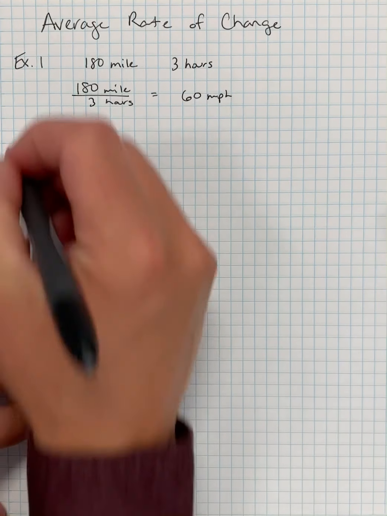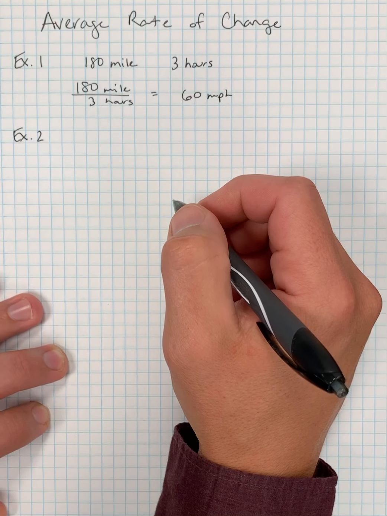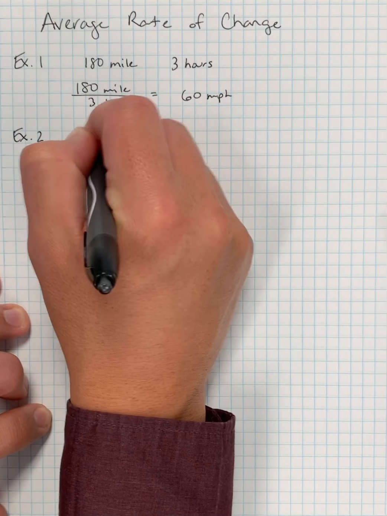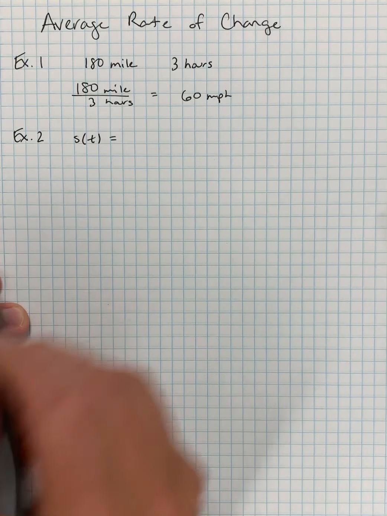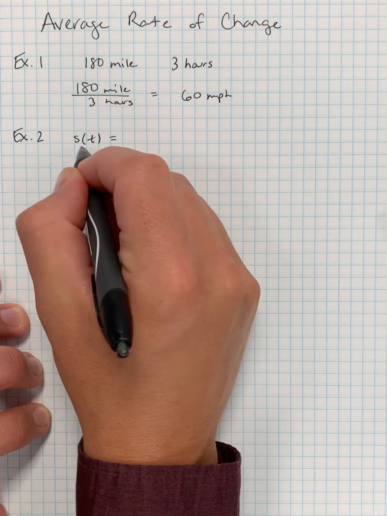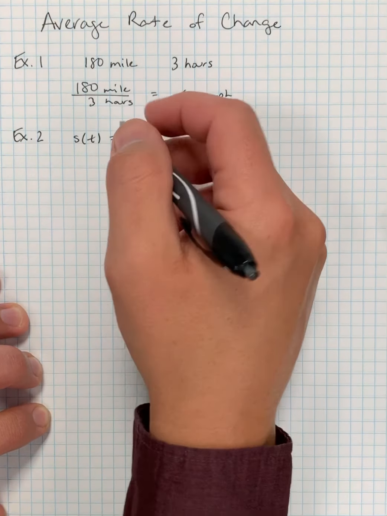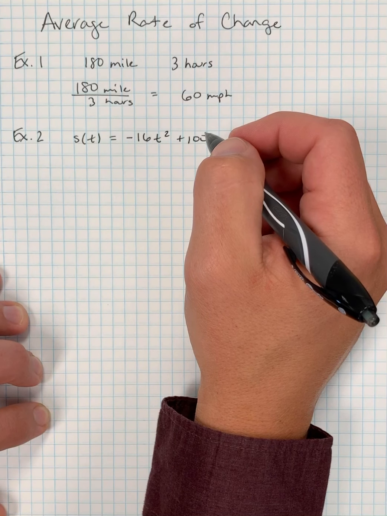Example 2. Example 2 had a ball being dropped straight down from the set of bleachers. Its position was given by s of t, and we use s of t as the standard distance equation, or namer, for this function. D is sort of taken for derivative in calculus, but we have negative 16 t squared plus 100 as our position function as a function of time.